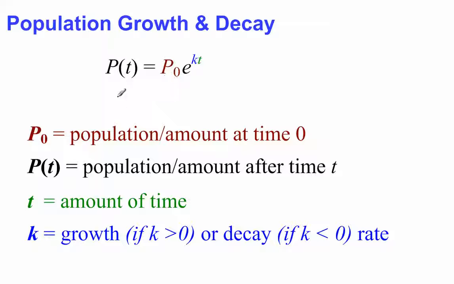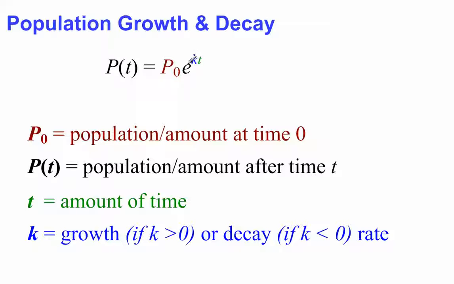All right, so what's the P sub 0? That's the population or amount of whatever at time 0. It's the initial amount. The P of t, the answer over here on the left, that's going to be our population or amount at a given time t. So P of 10 would be at time t equals 10 minutes, 10 years, whatever the case might be. And the t, of course, is time, and the units can vary, so watch your problems.